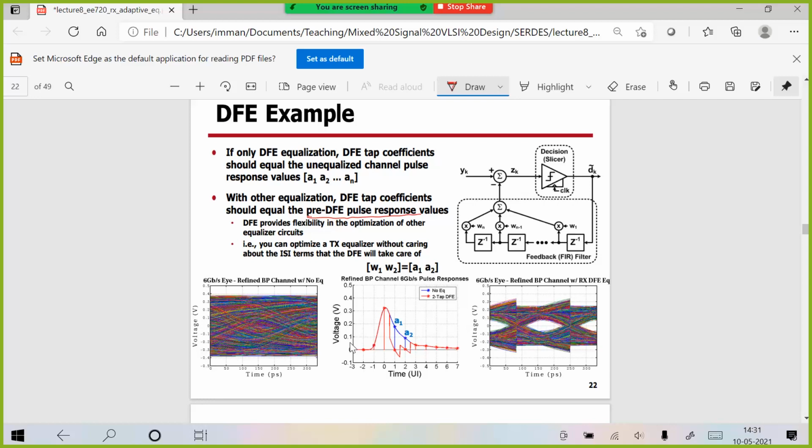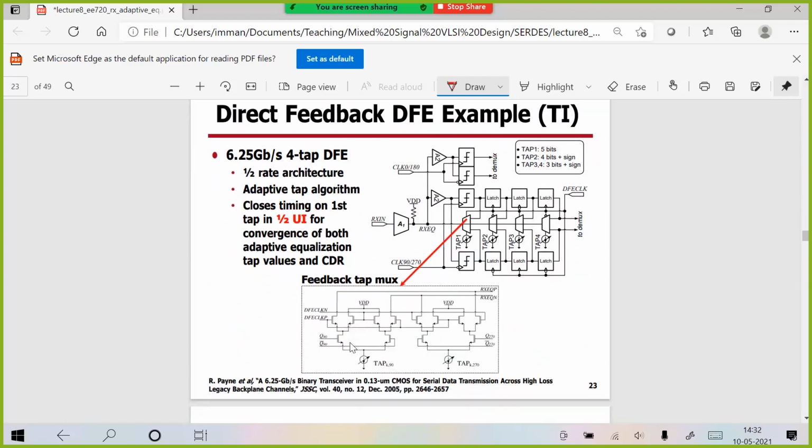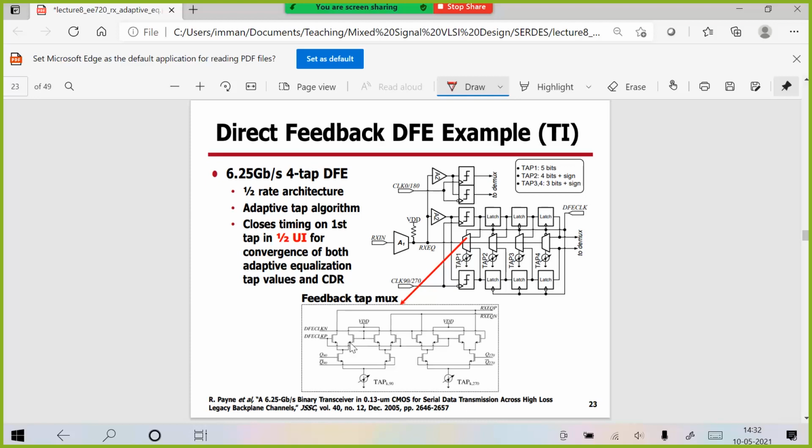Now this is a very flexible thing, and you can do that. People have shown here with just a 2-tap DFE how you can open up the eye in this example. Now this is taken from the paper quoted here, right? It's a 6.25 gigabits per second link. It's a 4-tap DFE. Now, how have they implemented it here?